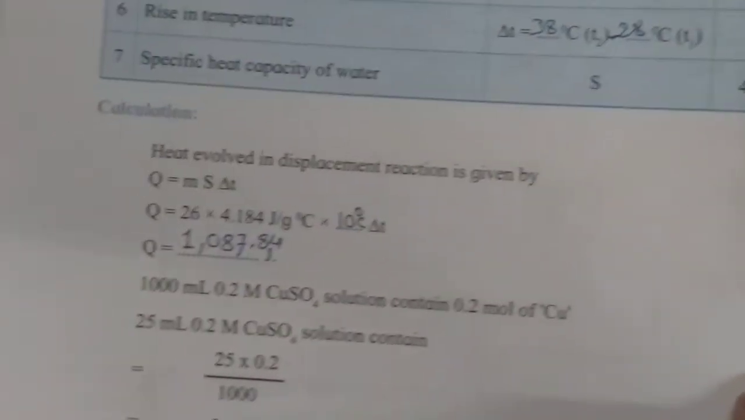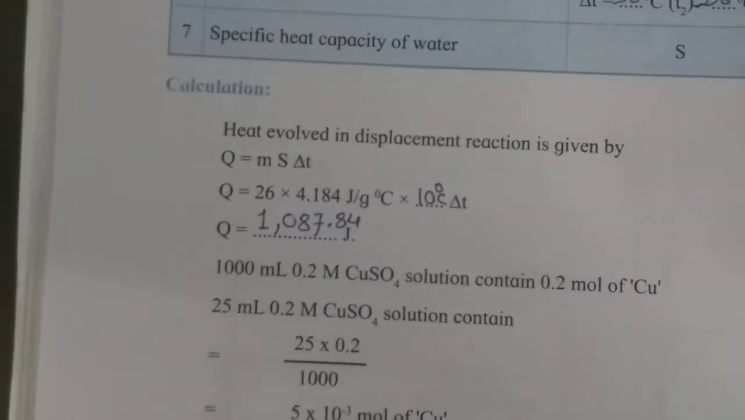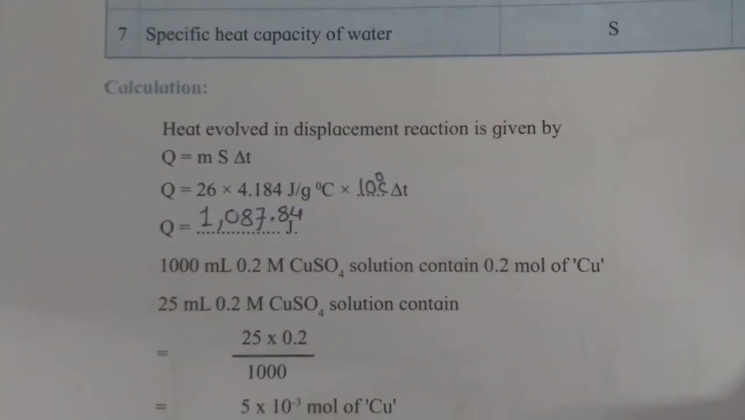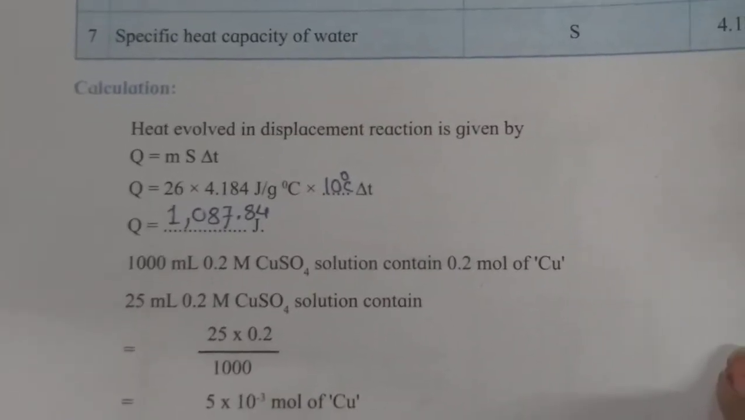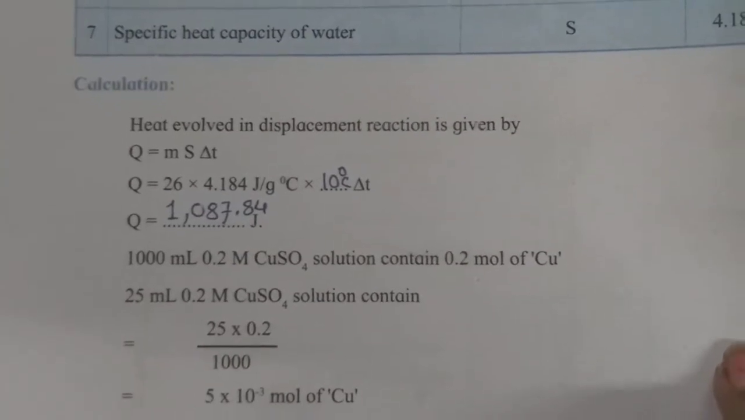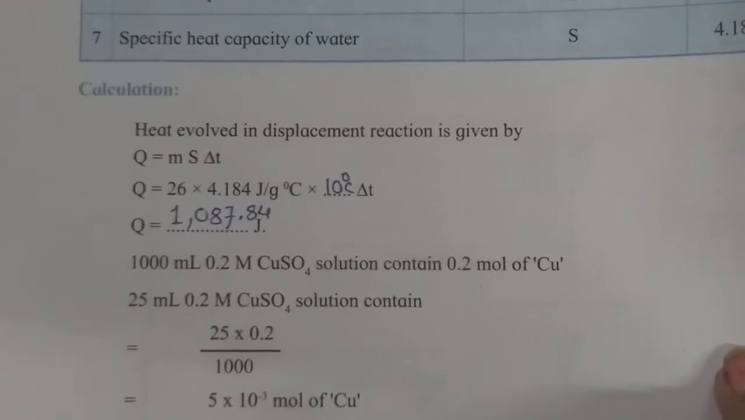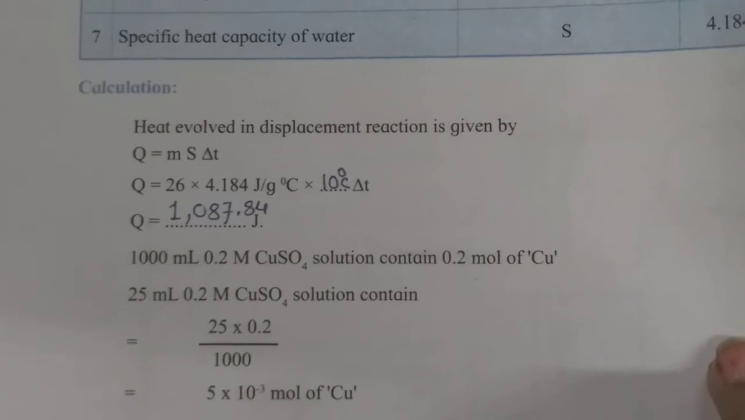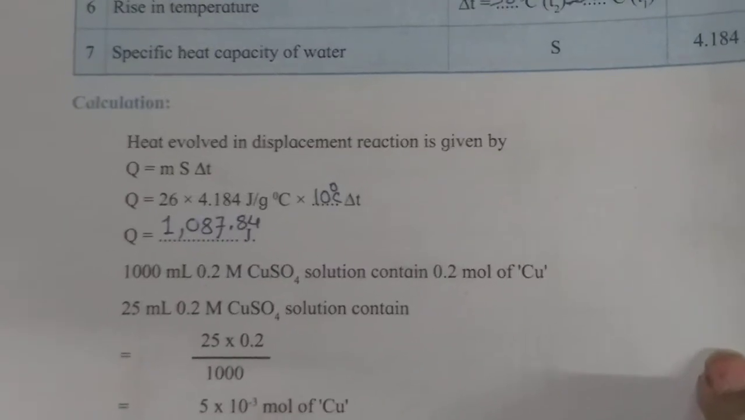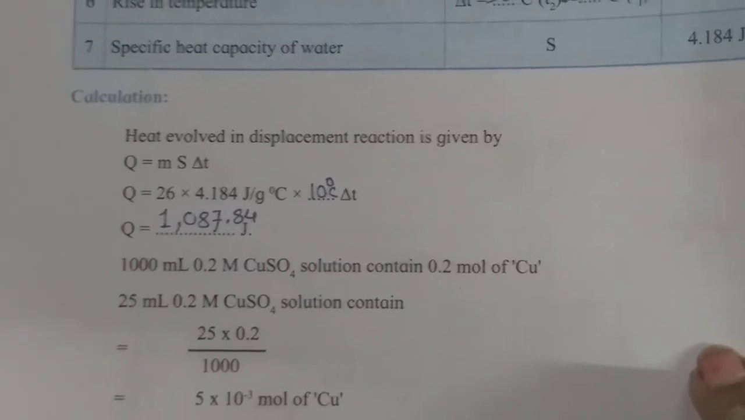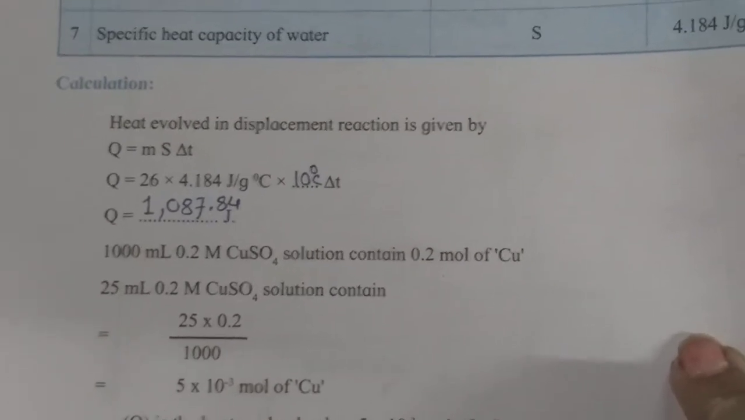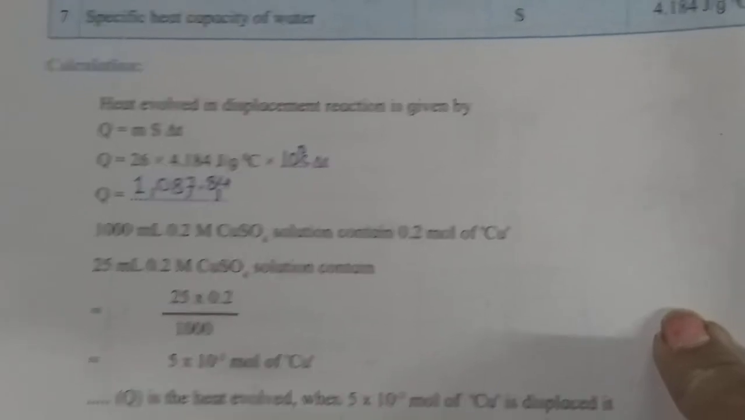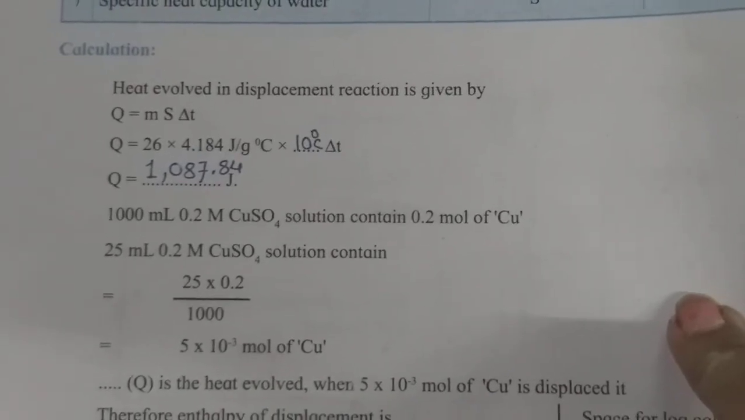Now let us see how the calculation is done. The heat evolved in the displacement reaction is given by Q equals M into S into delta T. M is the mass of the solution, S is the specific heat, and delta T is the difference between the temperatures. If we do this calculation by multiplying, the value is 1087.84. That is for the 10 degrees centigrade difference. You may have a different value of Q because your delta T is 14 degrees centigrade.